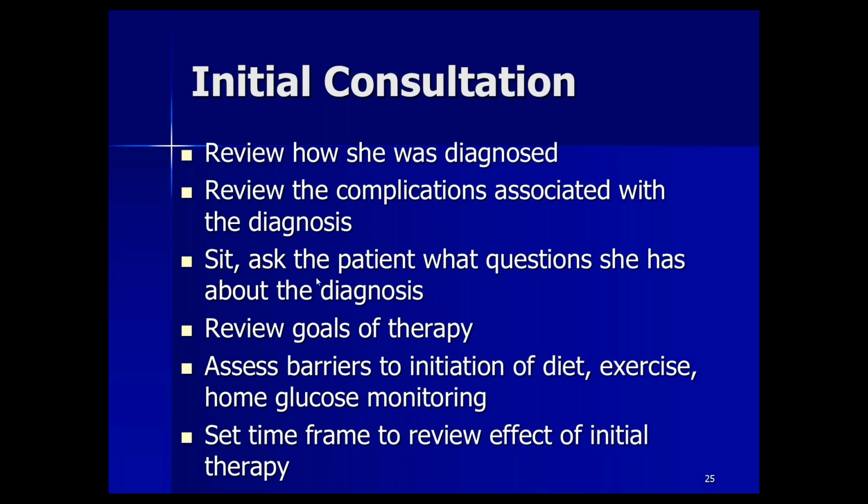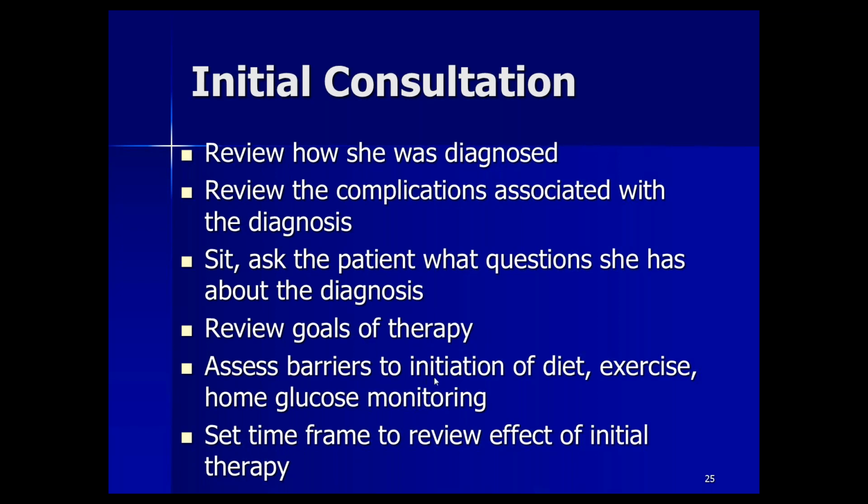And then sit back, ask her what questions she has about the diagnosis. And you're going to have to let her do some free association here, because listening to how she speaks and what questions she has will inform you about what her educational needs are. Once we get through that, I'll go over what the goals of therapy are. And again, I will have reviewed those with my team to make sure we're all talking the same goals.